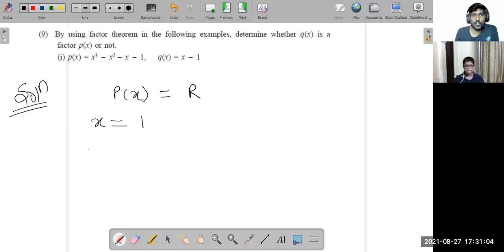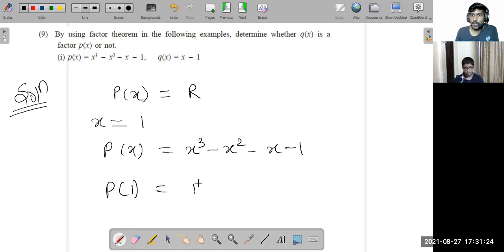So can you do this? Can you find the value of the polynomial at 1? The polynomial is x cubed minus x squared minus x minus 1. Can you find this? So it will be 1 cube minus 1 square minus 1 minus 1.